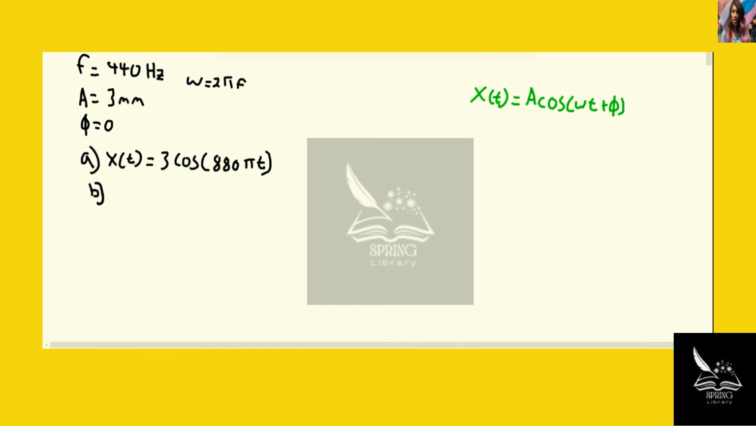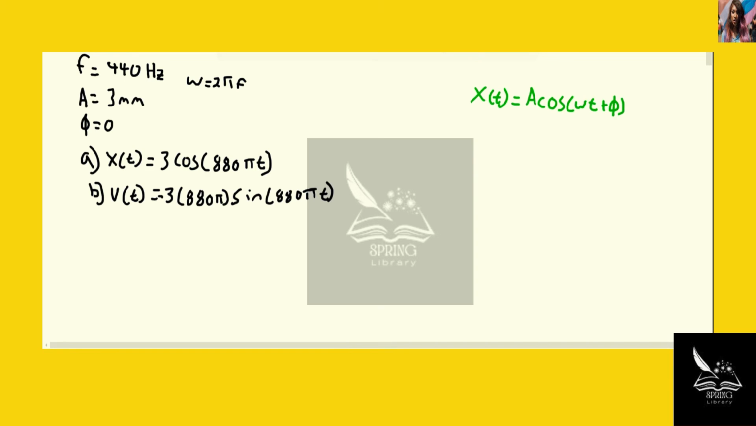Part B is asking for the velocity, acceleration equations, and their maximum. So we know to get from position to velocity, you just take a derivative. So v of t is going to be equal to 3 times 880 pi. There's also going to be a little negative sign out there, times the sine of 880 pi t. So that's what we're looking at.